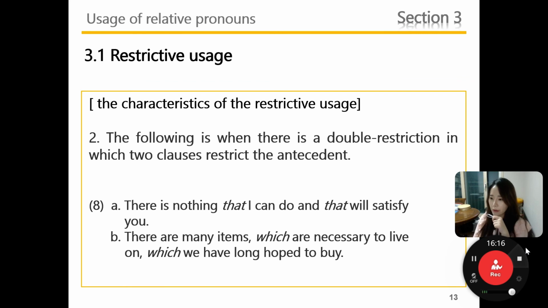Second, the following is when there is a double restriction in which two clauses restrict the antecedent. In 8a, the first that and the second that restrict the antecedent to nothing. In 8b, the first which and the second which restrict the antecedent item.